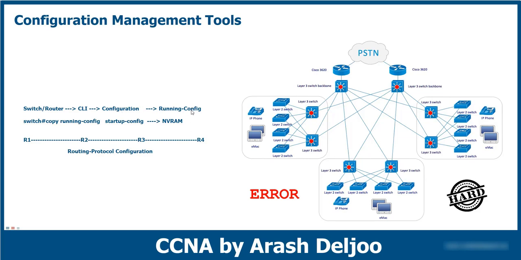If you want, you can save the configuration to the NVRAM with the copy running-config startup-config command, and now our configuration is residing in the NVRAM. Maybe you need to configure some features. For example, between routers you need to configure routing protocols, and maybe other features. Finally, we can save all of this configuration on the NVRAM.